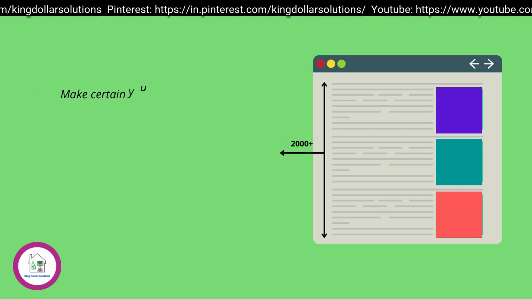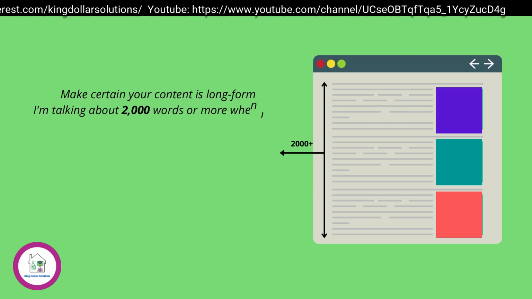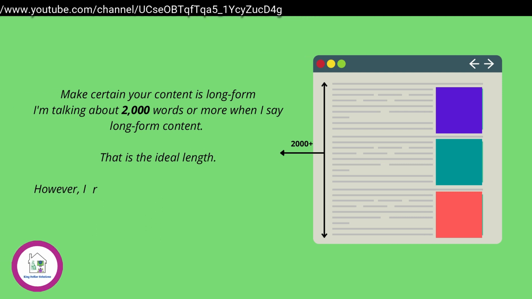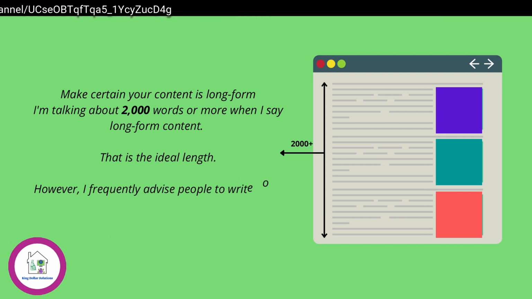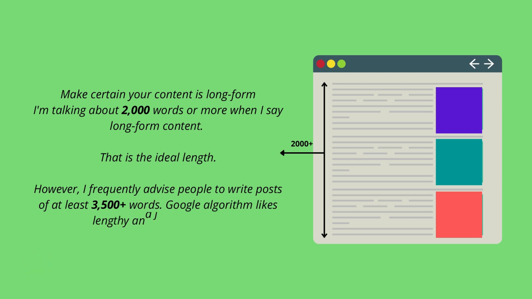Make certain your content is long-form. I'm talking about 2,000 words or more when I say long-form content. That is the ideal length. However, I frequently advise people to write posts of at least 3,500 plus words. Google algorithm likes lengthy and fresh content.